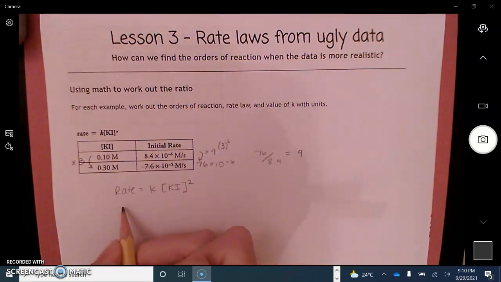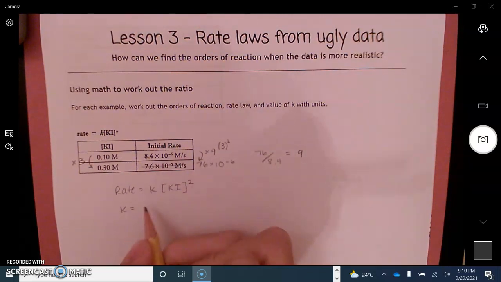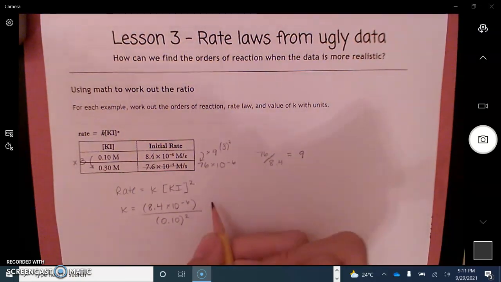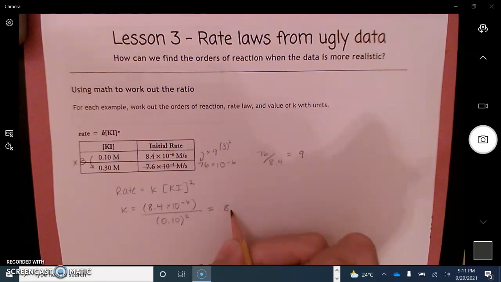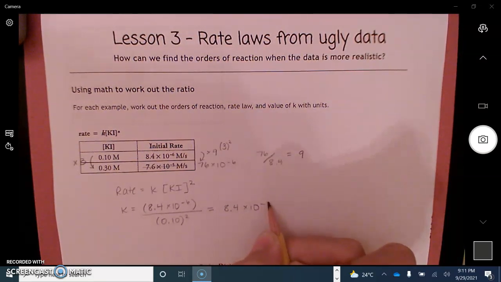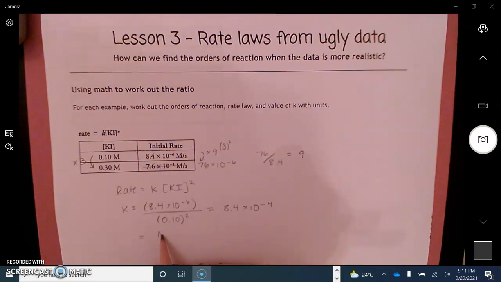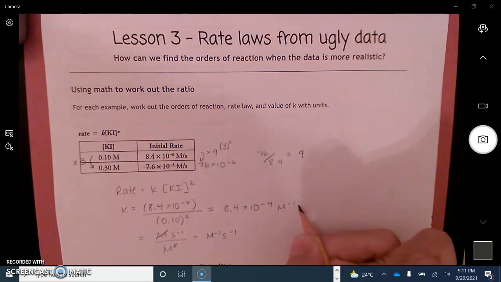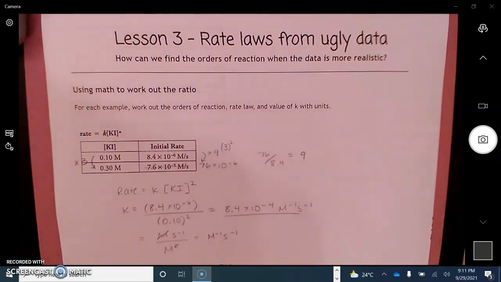All right, our next step in these problems is often to solve for k. So we'll do that now. It would be the rate divided by the concentration squared. I'm going to use trial 1, but you could use any trial you want. And that just ends up being 8.4 times 10 to the minus 4. To work out your units, that's molarity per second for rate, molarity squared on the bottom. So one of the molarities cancels, and I'm left with molarity to the minus 1 seconds to the minus 1 as my unit for k.